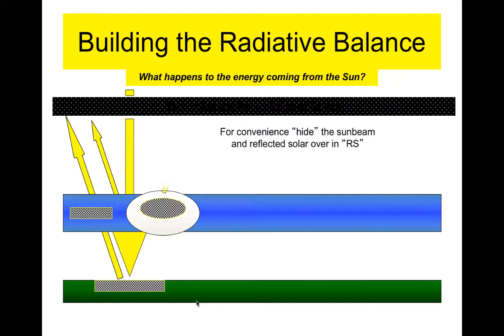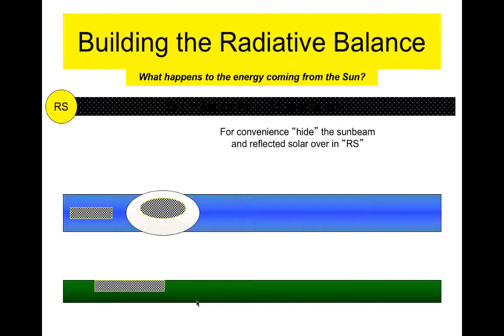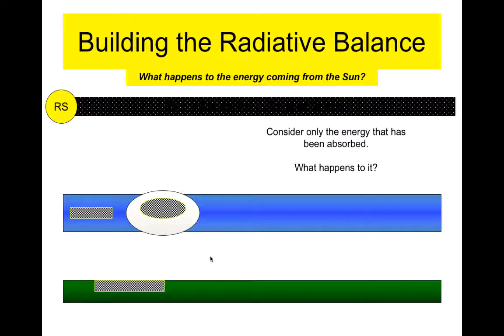For convenience, I'm going to hide the sunbeam and the reflected solar, RS, over in this part. So here's the sun, and what we've done is we've removed this sunbeam from the figure, and we've left the parts where the energy is being absorbed at the surface, in the atmosphere, and in the clouds. If we consider only the energy that has been absorbed, what happens to it?